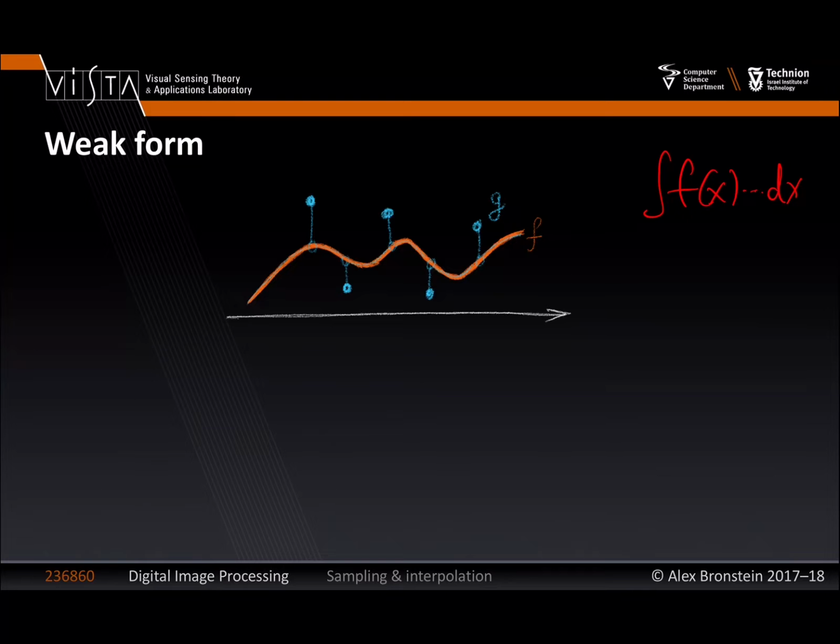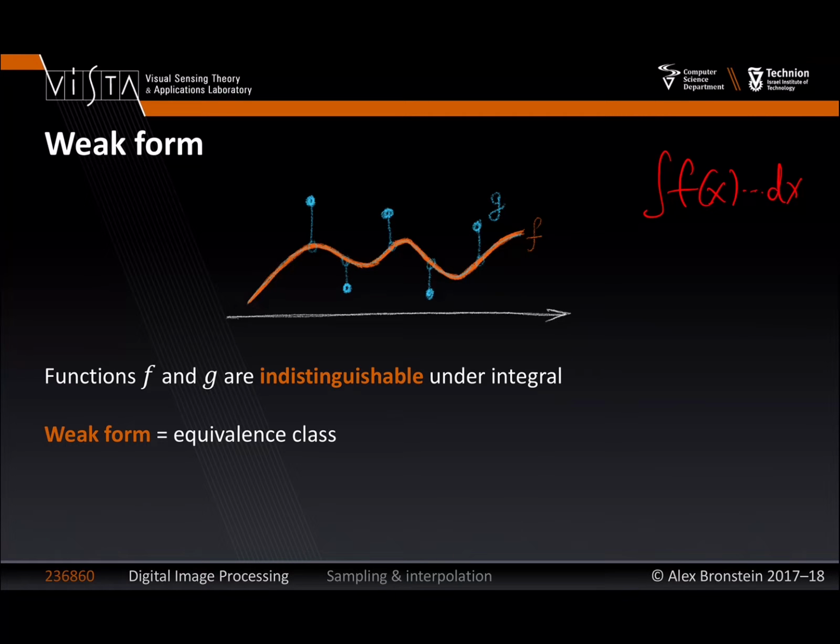Okay, so then thinking of an object that is a function becomes inconvenient, and we would rather think of some kind of an equivalence class of functions. And for that, we would like to define what is called a weak form. It's exactly this equivalence class.